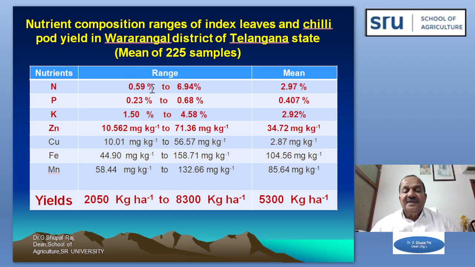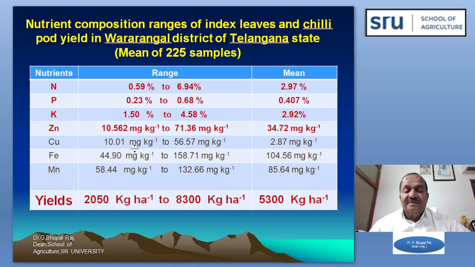The nitrogen percentage ranged from 0.59% to 6.9%, and the mean value is 2.97%. Phosphorus mean value is 0.407%. Potash is 2.92%. And zinc ranges from 10.56 ppm, that is mg per kg, to 71.36 ppm. The mean content was 34.72 ppm.